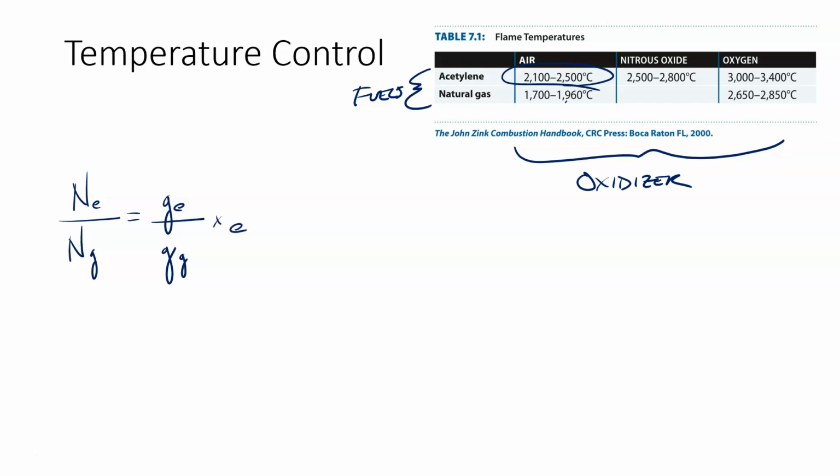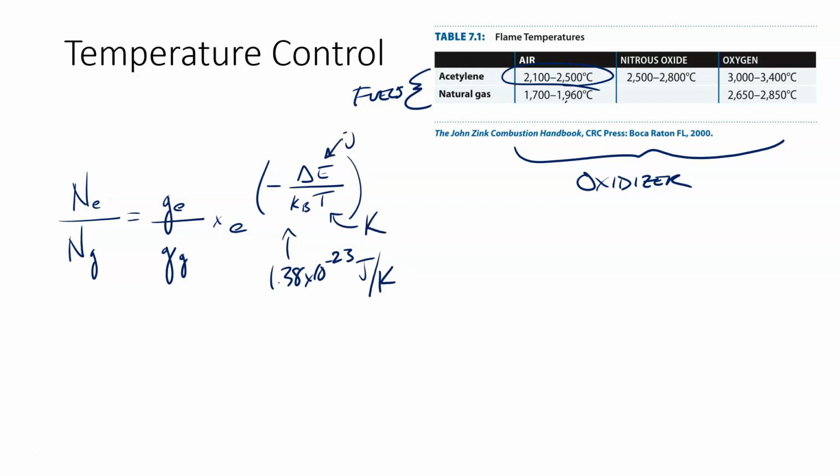All that is times e raised to the negative delta E, the energy of that transition, divided by Boltzmann's constant times the temperature. Boltzmann's constant is 1.38 times 10 to the negative 23rd joules per Kelvin. Of course, our temperature must be in Kelvin, and our delta E must be in joules. Remember that delta E is the same as the energy of our photon. That's the energy of the transition we're interested in. By and large, if the degeneracies are not given to you, you can assume that they are 1.